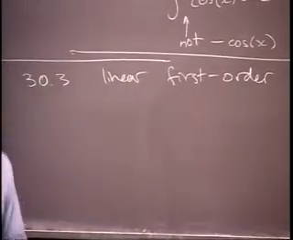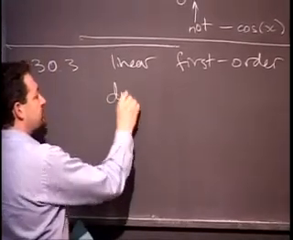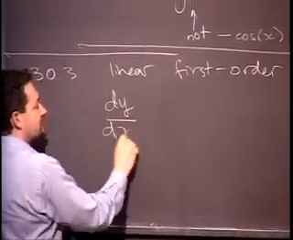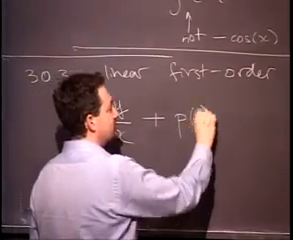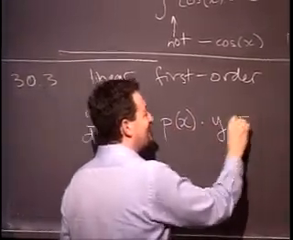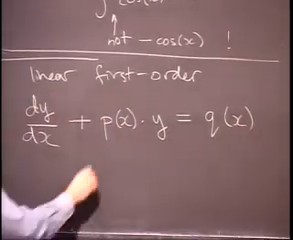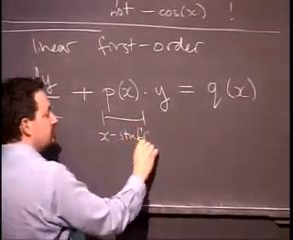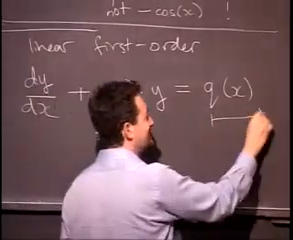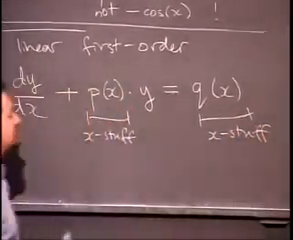And linear actually means that you can express the differential equation like this: dy/dx plus p of x times y is equal to q of x. And the important thing is that this is basically x stuff only. No y's involved in there. And the same with this term. All of the x stuff is isolated.